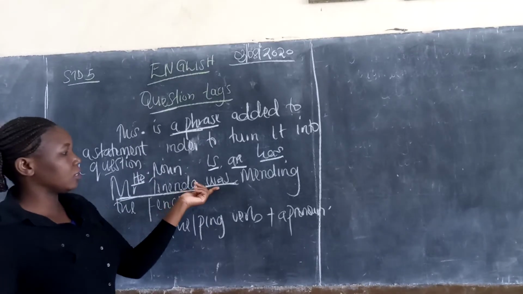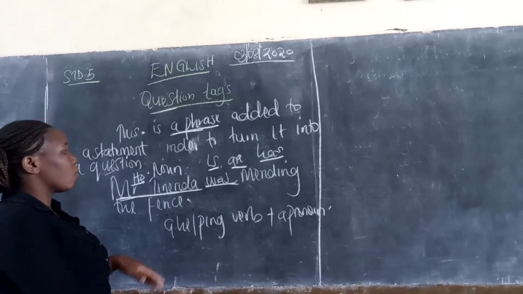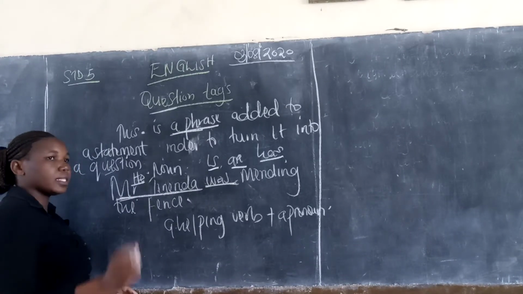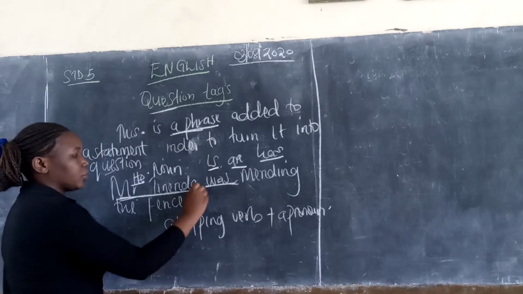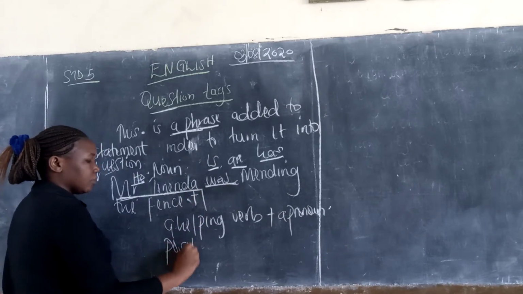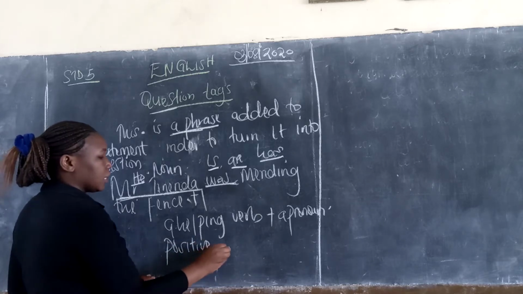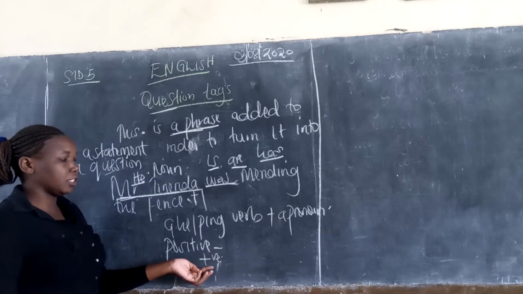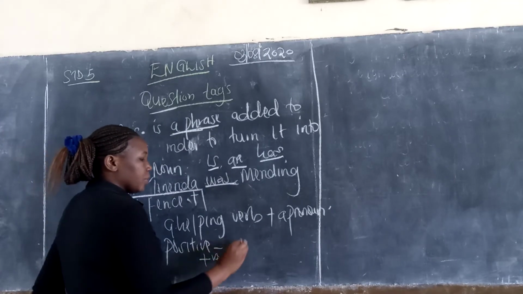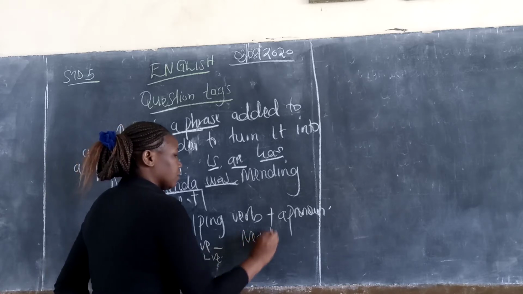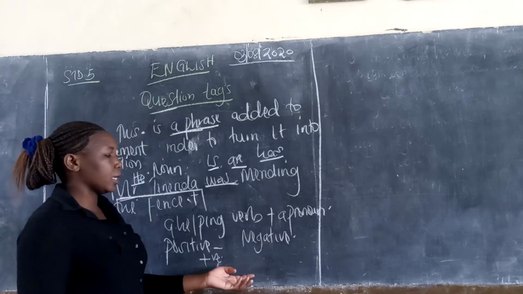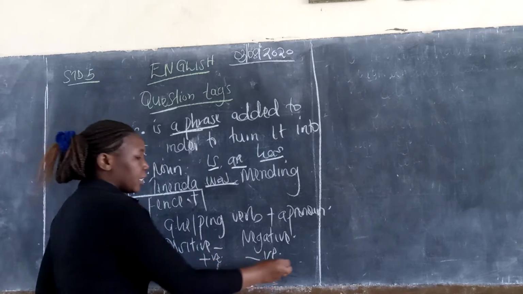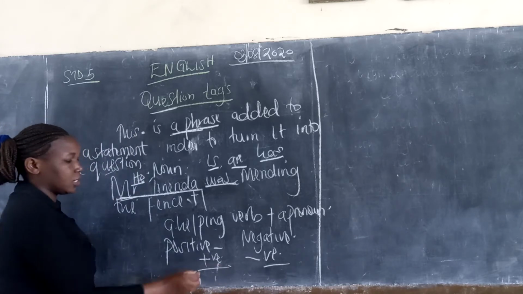And there are some rules about question tags. When the statement is positive, our answer should be negative. In English we usually use the positive sign for positive, and when the statement is positive, your answer should be negative, where we use the negative sign.